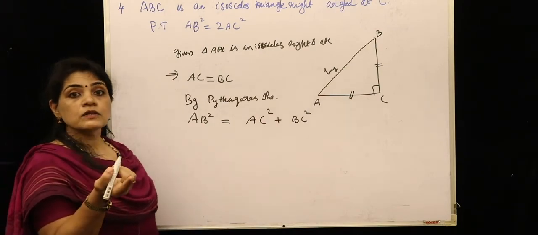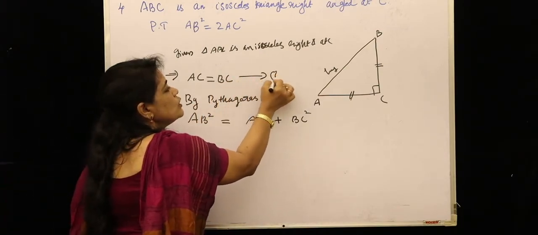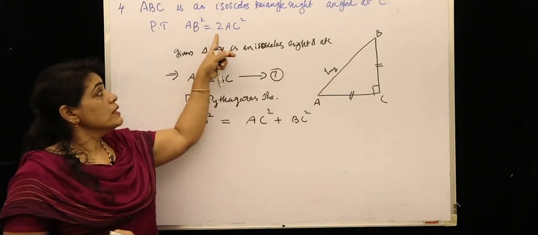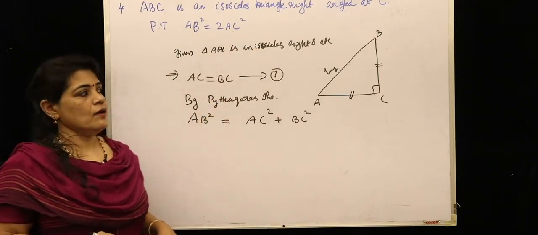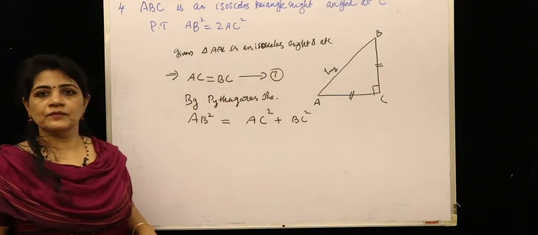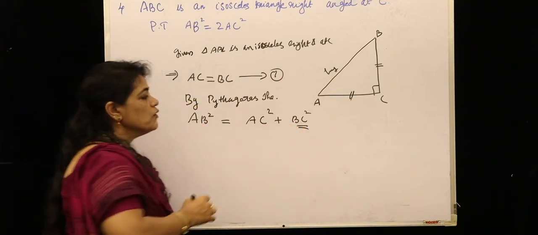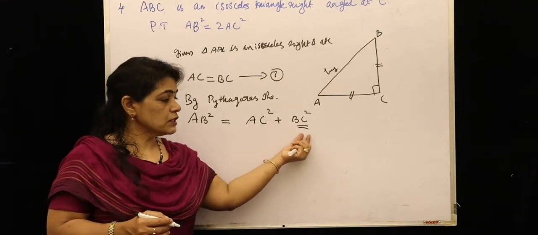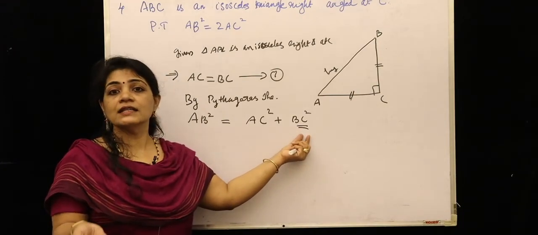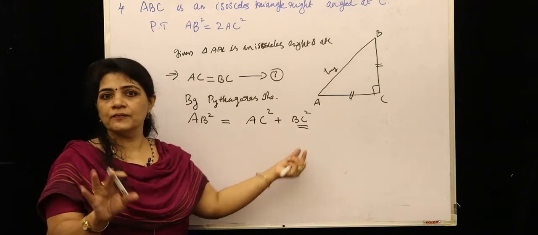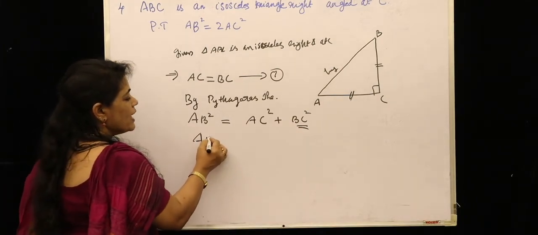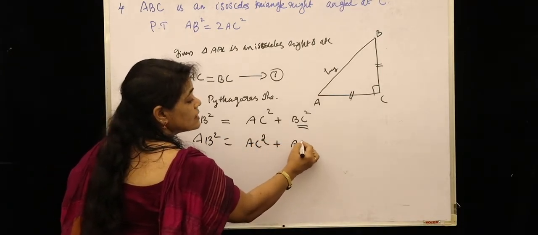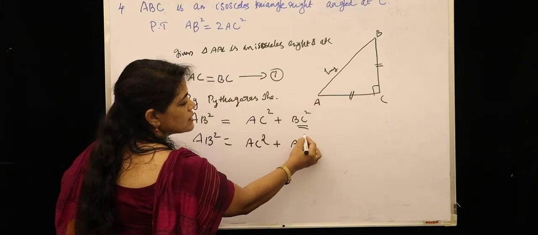See, since it is isosceles, we have this result AC equal to BC. And we need the answer in terms of AB square and 2AC square. That means we don't want BC, so we can substitute for BC. We need it in terms of AB as well as AC. I am going to substitute for BC square as AC square since AC equal to BC. That is the next step. So AB square equal to AC square plus again AC square.